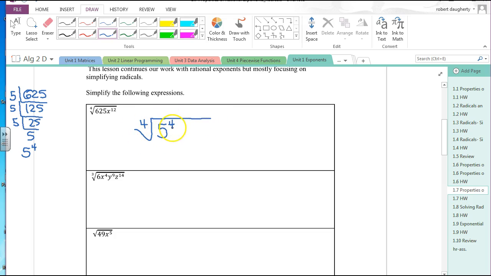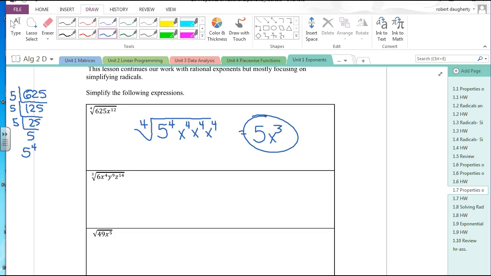So I can write this as the 4th root of 5 to the 4th. And then how can I write x to the 12th? Yeah, x to the 4th, x to the 4th, x to the 4th. What's the 4th root of 5 to the 4th? 5. What's the 4th root of x to the 4th? x. How many do I have? 3. So the answer is what? 5x cubed. Okay? So again, we've done this on the last quiz, just making sure we keep this skill sharp for next Tuesday.